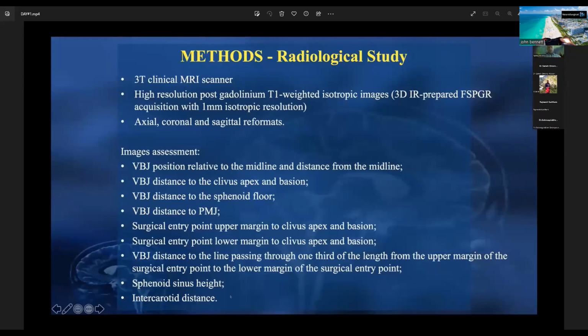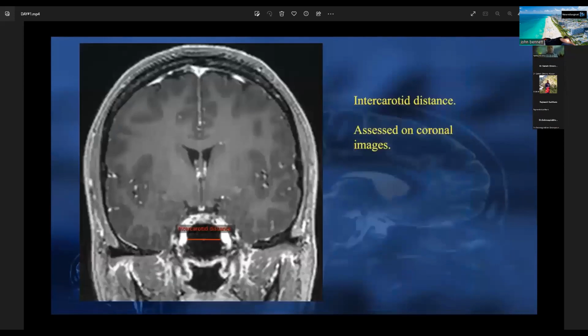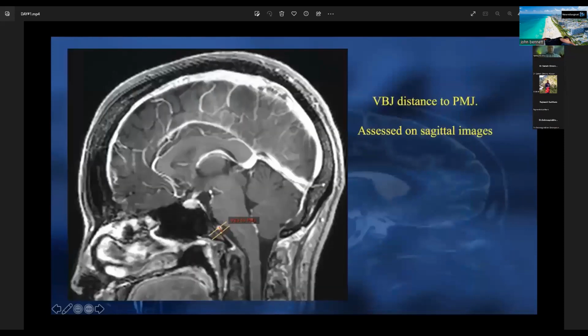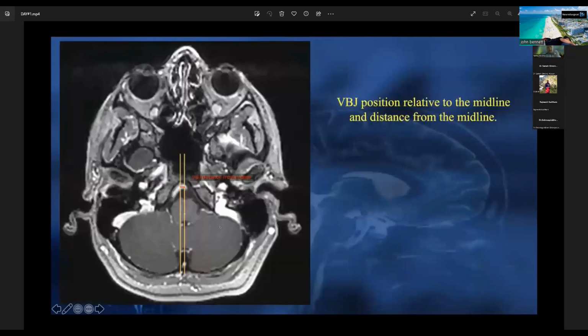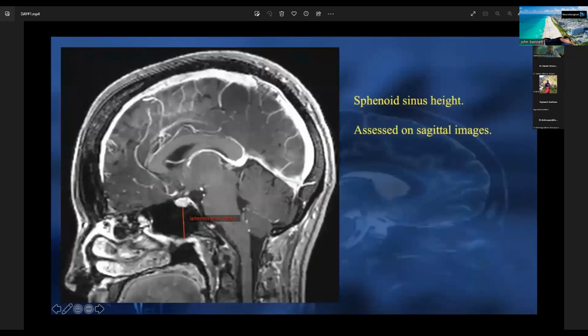We did study the intercarotid distance, but as I said, we did not find anything new. We confirmed what's in the literature. This is how we measure the intercarotid distance on the MRI. But we also looked at the vertebrobasilar junction on reconstruction. How far is it from the pontomedullary junction? It is really either at it or within a short distance, so they correlate. We also found how many are in the midline or paramedian.